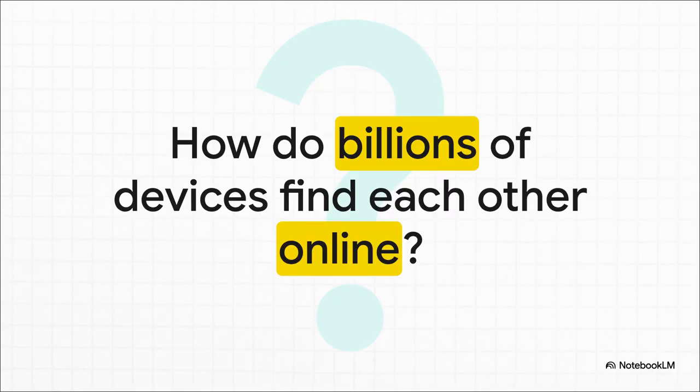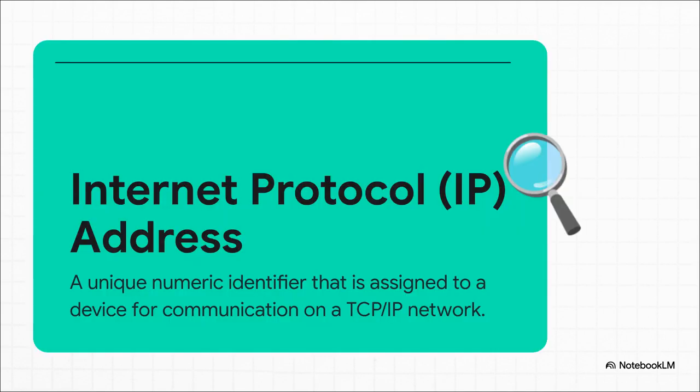So think about it for a second. You've got billions of devices out there, phones, computers, servers, you name it. Every time you send a message or watch a video, your little device has to connect to another one, maybe halfway across the world. How in the world do they find each other in that giant digital haystack? Well, the answer is the IP address.